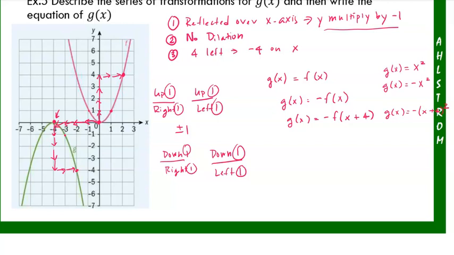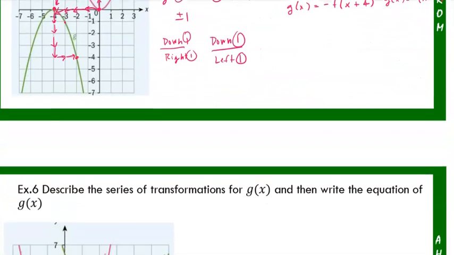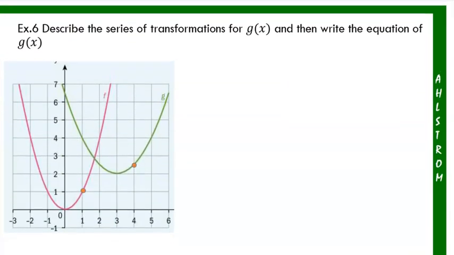Like that. Either one will work. Okay? Good job, guys. Okay, describe the series of transformations. Notice that it doesn't say sequence because they don't have to be in order. Okay? Of g of x, for g of x, and then write the equation.